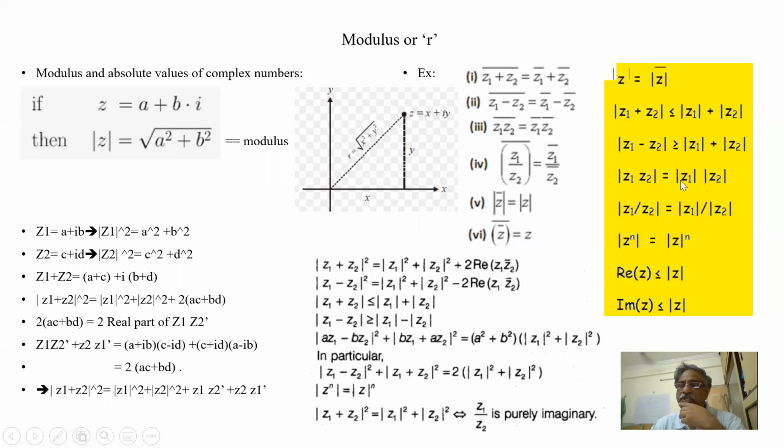So mod of Z1 Z2 is mod Z1 mod Z2. This we have not yet proven. When Z bar is the same, the mod is also the same. Having shown Z1 Z2 bar, mod of Z1 Z2 is equal to mod of Z1 bar into Z2 bar. That means mod of Z1 Z2 is equal to mod of Z1 into mod of Z2. Let us see this one.